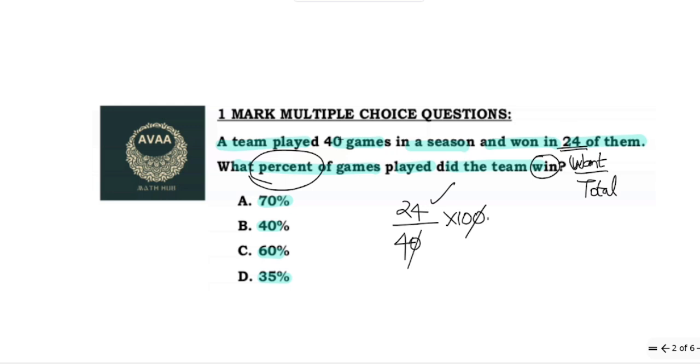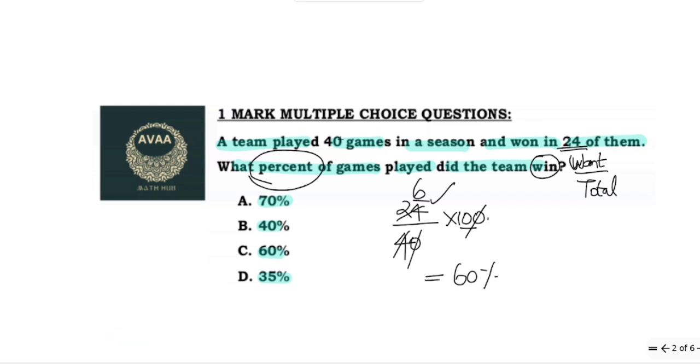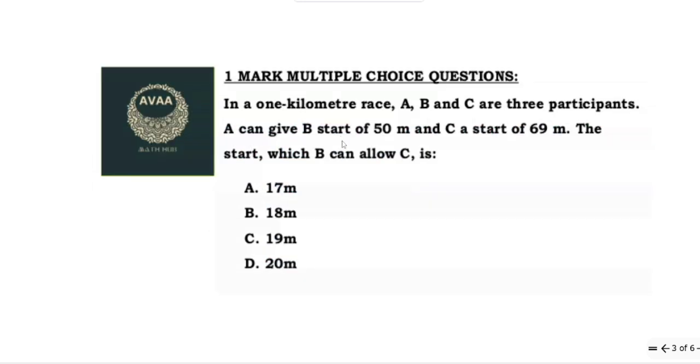So if we cancel the 0, and then 4 goes into 24 6 times. So 6 times 10 is 60. 60% is our answer. So whenever they are talking about the percentage, it's better to express them as a fraction and then multiply with 100. That gives us the required answer. Let's move on to the next question.